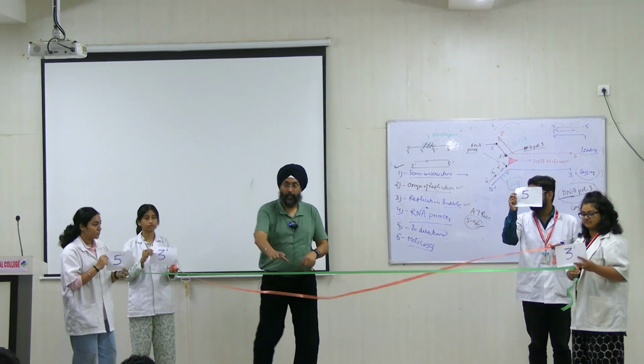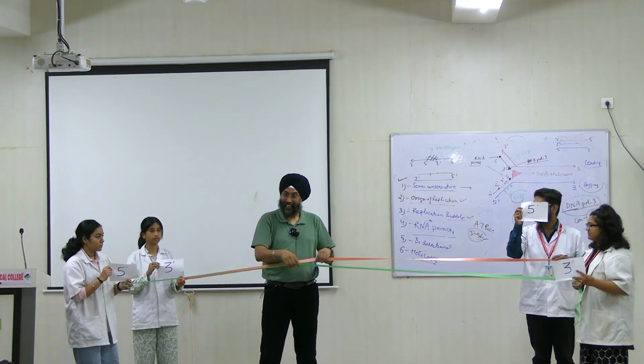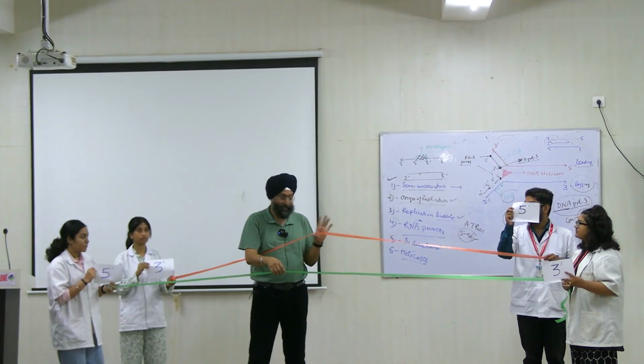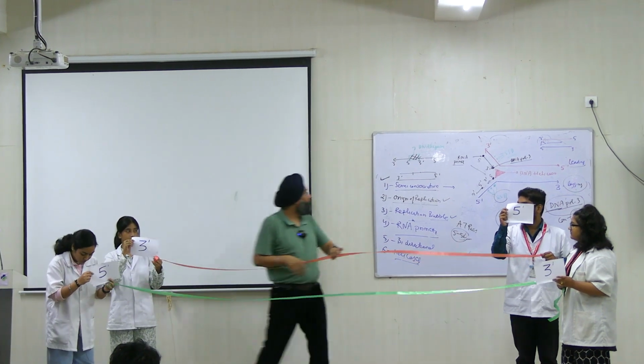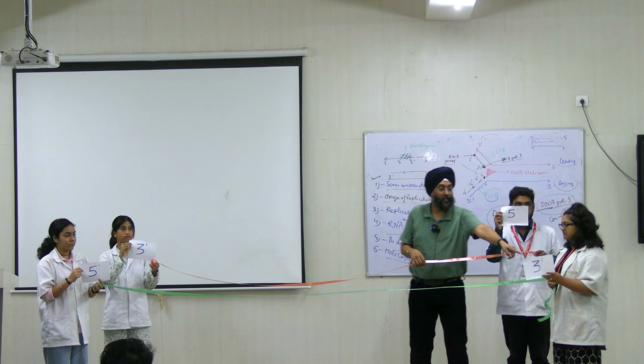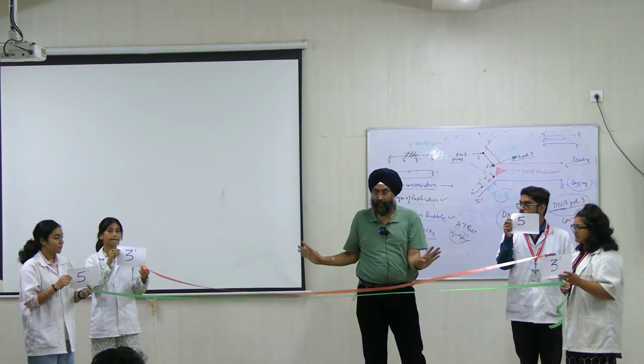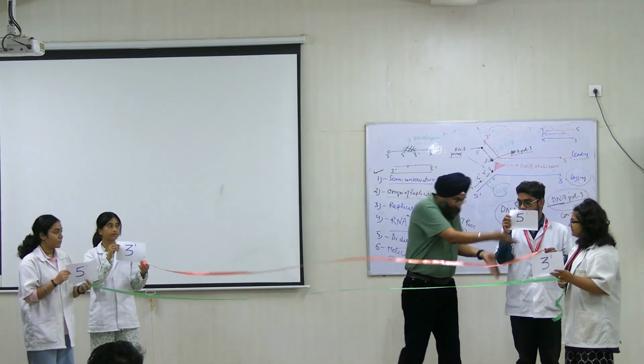Right? These are the two strands. They are anti-parallel. One is this peach colored and this is green colored. This is in 3' to 5' and this is 5' to 3'. They are anti-parallel. Clear?